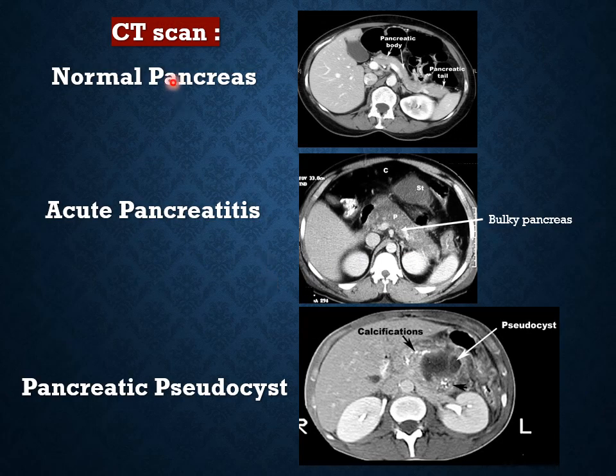So these are different CT scans. This is a normal pancreas: tail, body, and the head here. This is acute pancreatitis, with the pancreas diffusely swollen. And this is a pseudocyst that is formed in an inflamed pancreas, a complication of acute pancreatitis.